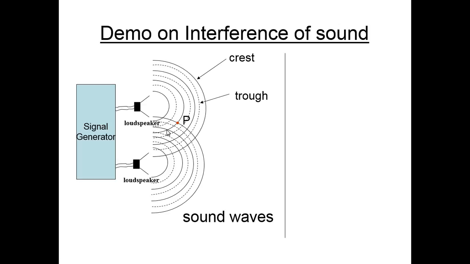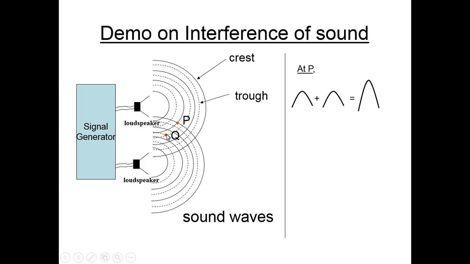Depending on where you are positioned, say a student is positioned at the point P, you can see that the crest and the crest of the other sound wave actually meet. So if a student is positioned at point P, we have constructive interference, and the student will hear a loud sound. How about a student at the point Q?